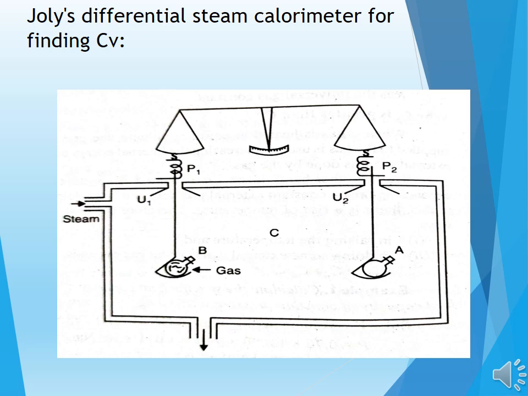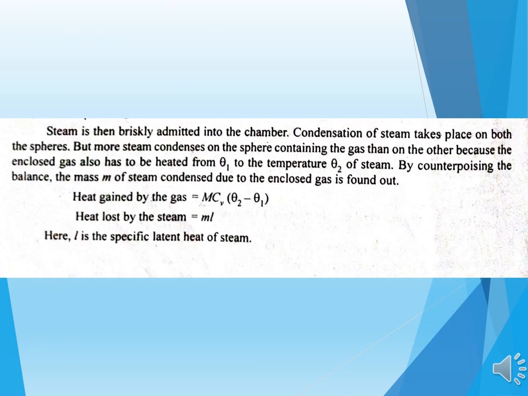Then one of the spheres is filled with the experimental gas, and the other sphere is completely evacuated. By counterpoising, the mass m of the gas filling one of the spheres is found. The initial temperature θ1 of the gas is noted. Now the steam is briskly admitted into the chamber.